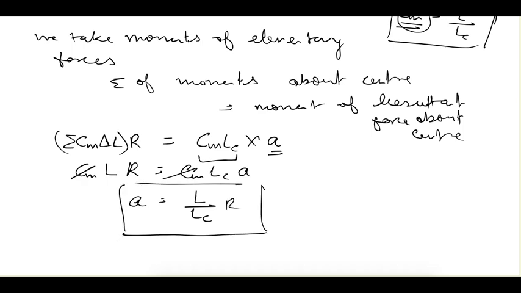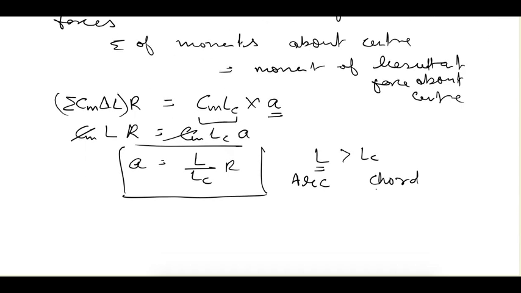Now we know that L is greater than Lc because L is the length of arc and Lc is the length of chord. And for the same arc, the length of chord is smaller and the length of arc will be bigger.